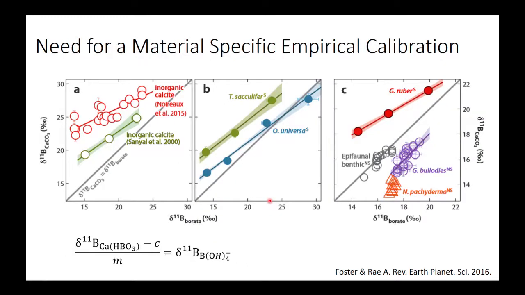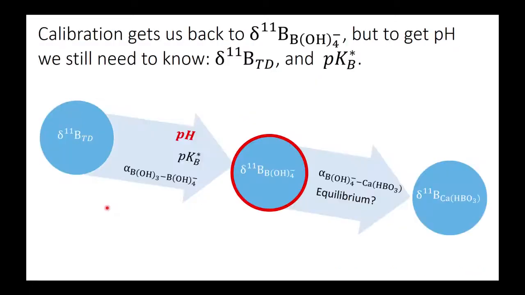So what do we do? We do an empirical calibration. We basically go out and we measure the borate ion composition of the thing that something is growing in, and we measure the boron isotope composition of the calcium carbonate, okay? And we just do an empirical calibration so that we can then take our measurements in the carbonate and basically read off or convert using maths what the boron isotopic composition of the water was. That still only gets us back to the middle, okay?